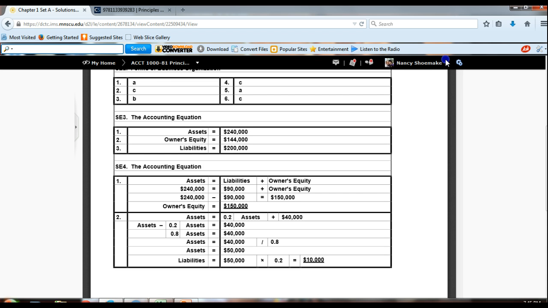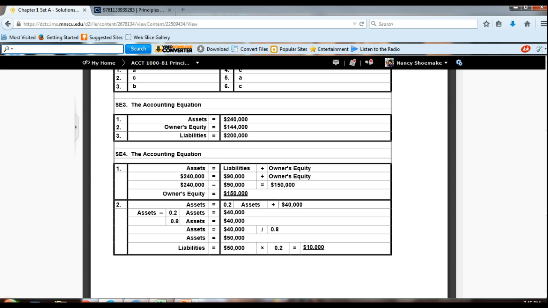So look, guys, if we look at this, it's algebra. Assets equal liabilities plus owner's equity. We know that liabilities are 1/5 of assets, so assets equal 1/5 of assets, or 20% of assets, plus 40,000 in owner's equity. You take that 0.2, bring it over to the other side, and 0.8 of assets equals 40,000. You divide both by 0.8, and you end up with liabilities of 10,000.